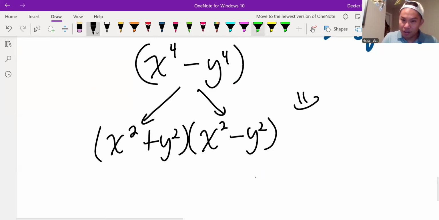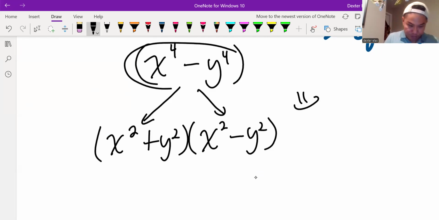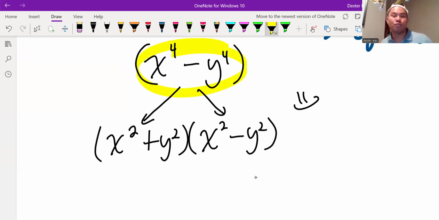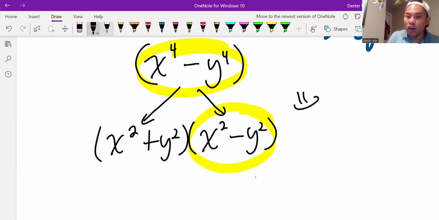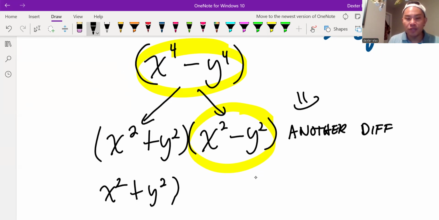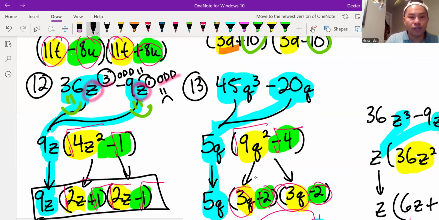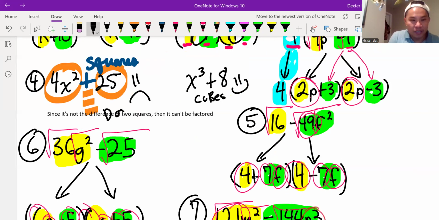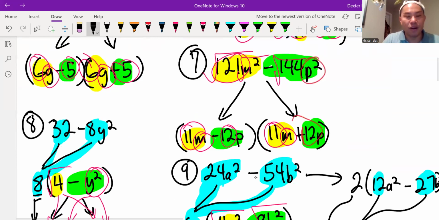Things like we're done, right? But look, after we factor out the first x to the fourth minus y to the fourth, one of the conjugates is another difference of two squares. This is another difference of two squares. And therefore, we're done on this one because this is a sum. And as we mentioned earlier, whenever there is a sum, we're done. There's nothing left to do after that part.